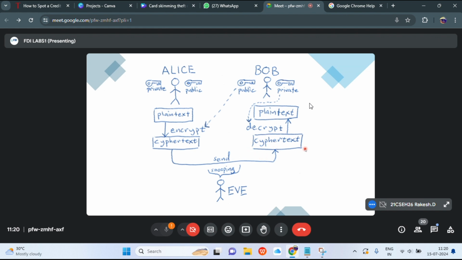Now Bob has got the ciphertext. What will he do to decrypt? He will use his own private key to decrypt the ciphertext, and the plain text will be visible. When you see here, eavesdroppers are also there. They know that they're sharing their public key, but they can't decrypt it because that message can only be decrypted by Bob's private key. I hope everyone is clear about symmetric and asymmetric.